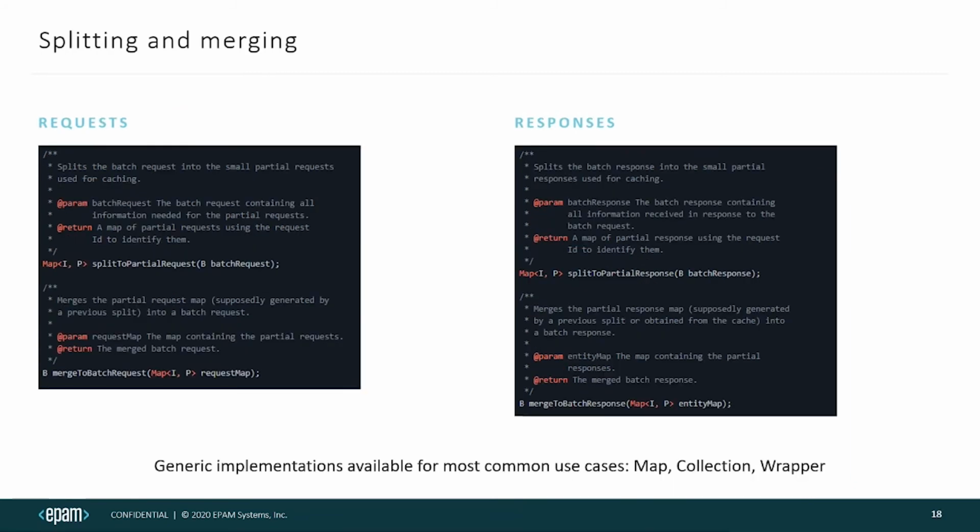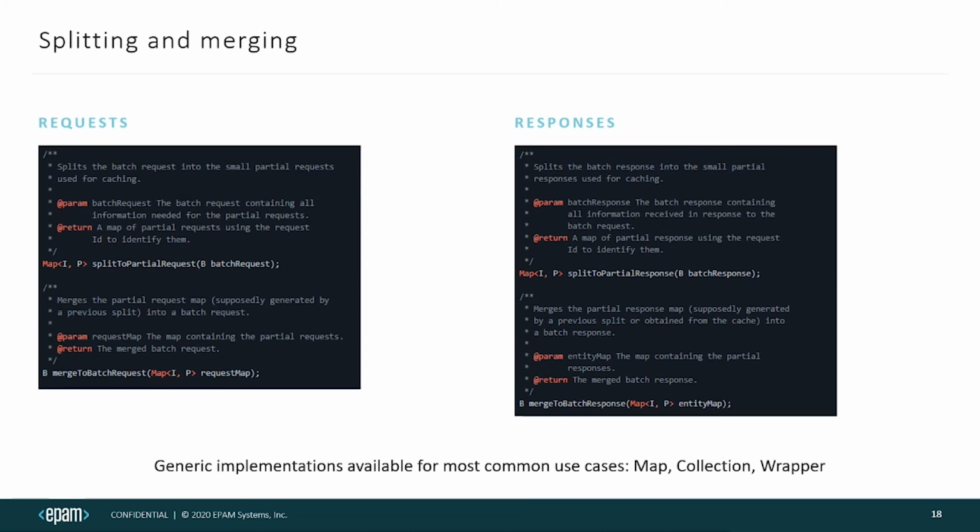So talking about the requests and responses, both sides are the same, just some words are changing. Once it is called request, the other time it is response, but the idea is the same really. So you have a batch that needs to be split into a map. The map has the I type IDs. This is the same I mentioned at the cache key. Then it has some partial requests or responses as values, and the merge method needs to be able to put it all together again.